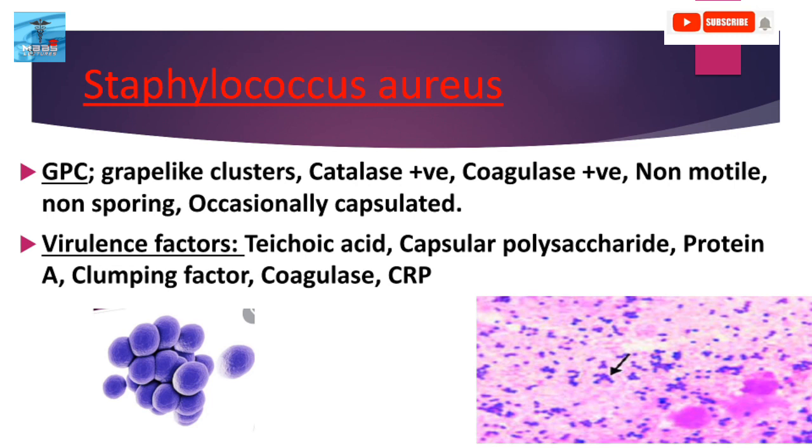Then protein A. It is encoded by the SPA gene and it has many biological properties like anti-complementary action, chemotactic or mitogenic. Then it inhibits opsonization and induces platelet damage. Protein A also mediates the coagglutination reaction. Then about clumping factor. It is a surface protein and it is responsible for the slide agglutination test. Then coagulase. It is responsible for clotting of plasma. Then C-reactive protein. It is a plasma protein which activates prothrombin, which converts fibrinogen to fibrin.